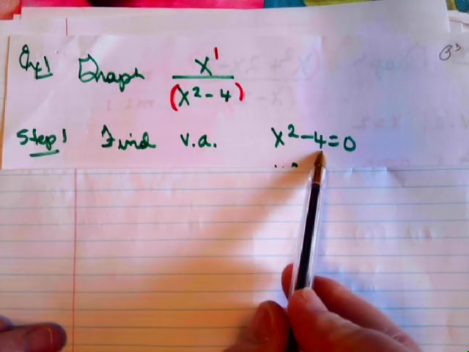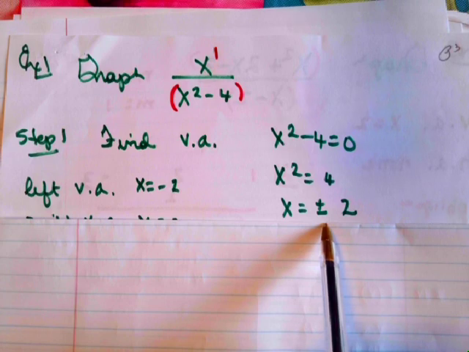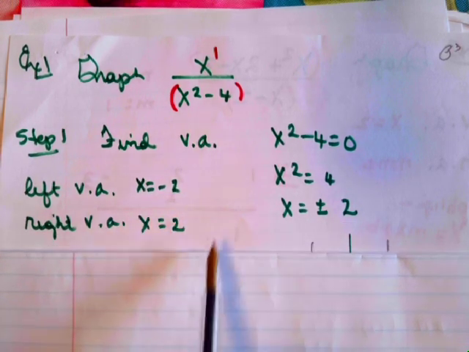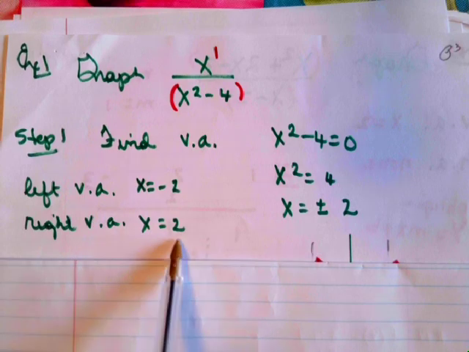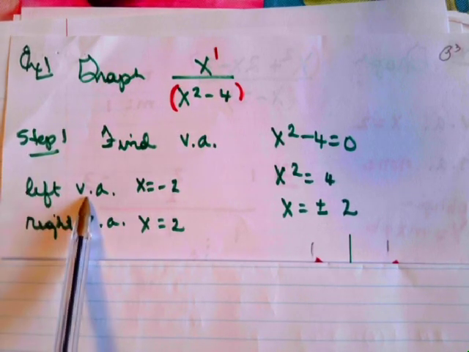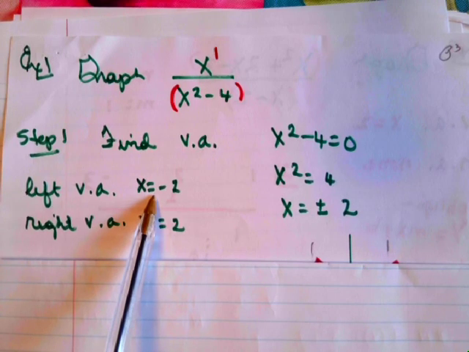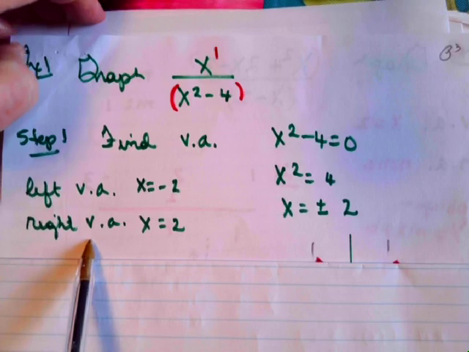Set that denominator equal to 0 and solve. When you solve that, you're going to come up with x equals plus or minus 2. There's a vertical asymptote at -2, and there's another one at 2. For some reason, they are specific on this, and they ask which is the left vertical asymptote. X equals -2. Makes common sense. It's farther to the left on the graph. The right one is x equals 2.